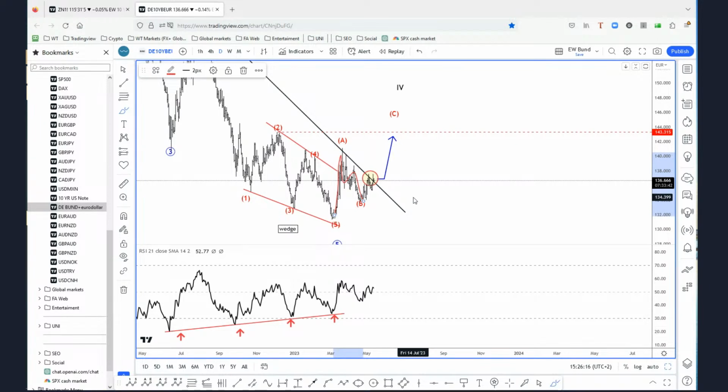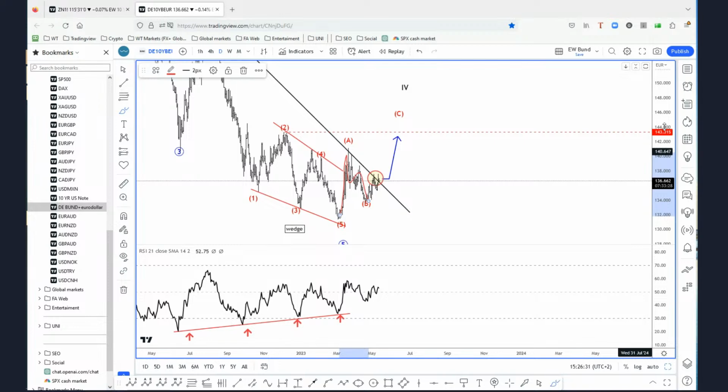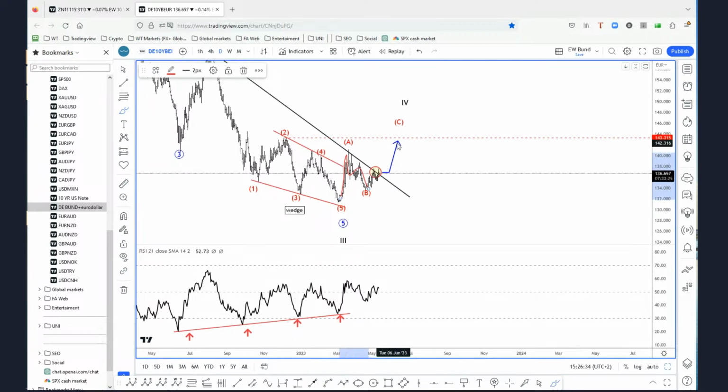Now, maybe some will think, how will this impact the euro? Well, actually, it's all going to be defined by the rate differential between the US and Europe. So that's what will define the next moves. But I think that here wave C to the upside could be seen, and we will be looking for this as long as we are trading above that low.